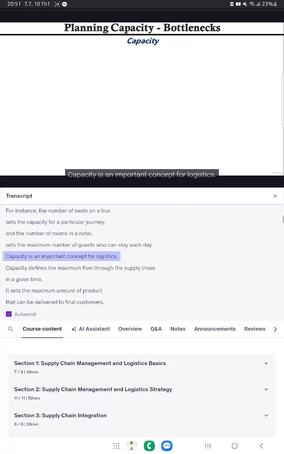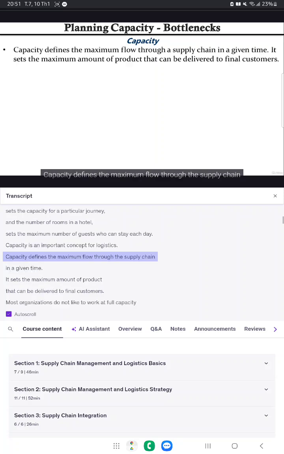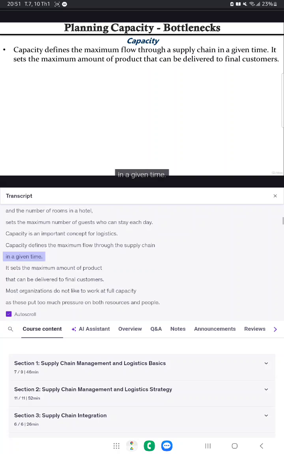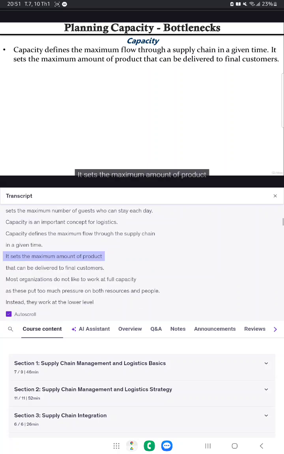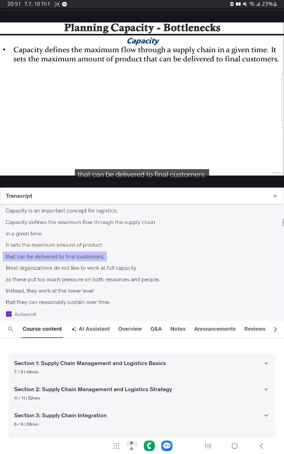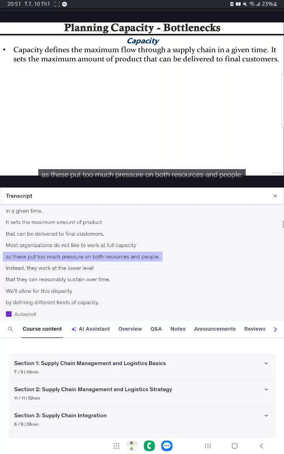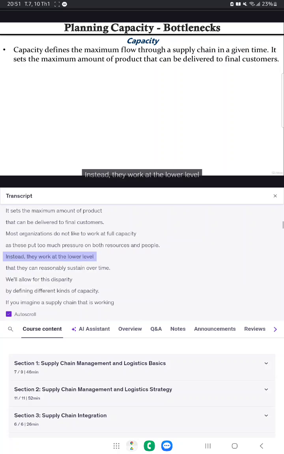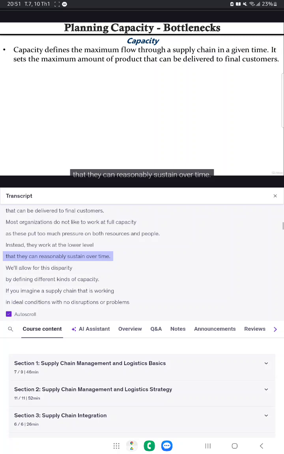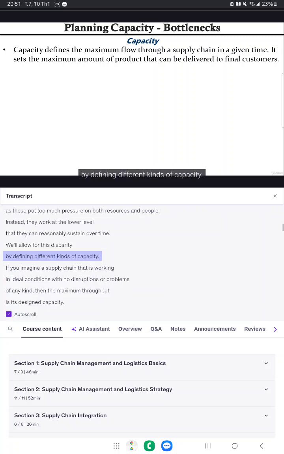Capacity is an important concept for logistics, as it defines the maximum flow through the supply chain in a given time. It sets the maximum amount of product that can be delivered to final customers. Most organizations do not like to work at full capacity, as this puts too much pressure on both resources and people. Instead, they work at a lower level that they can reasonably sustain over time. We allow for this disparity by defining different kinds of capacity.